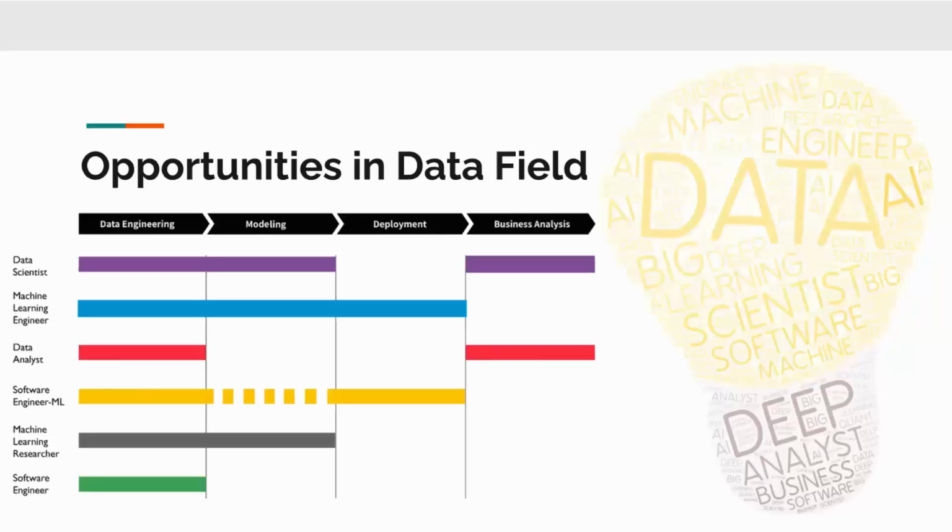If you see this word cloud in the shape of a bulb, basically those are the words that become titles. I will tell you how. So data and deep learning, scientists, software, machine learning, those are the combinations that make job titles. Let's discuss some of the popular ones, data scientist. So what does data scientist mean?